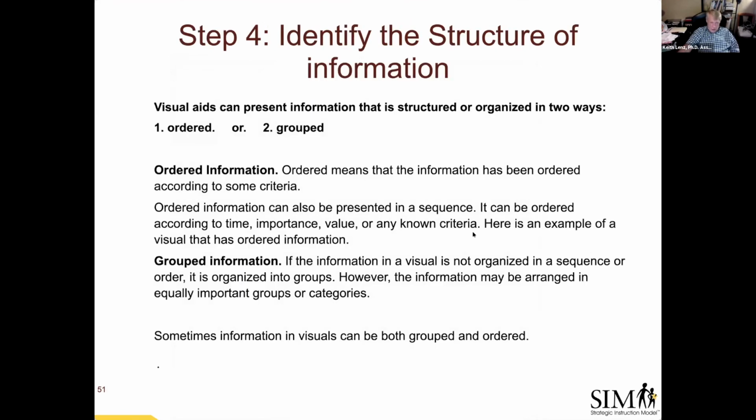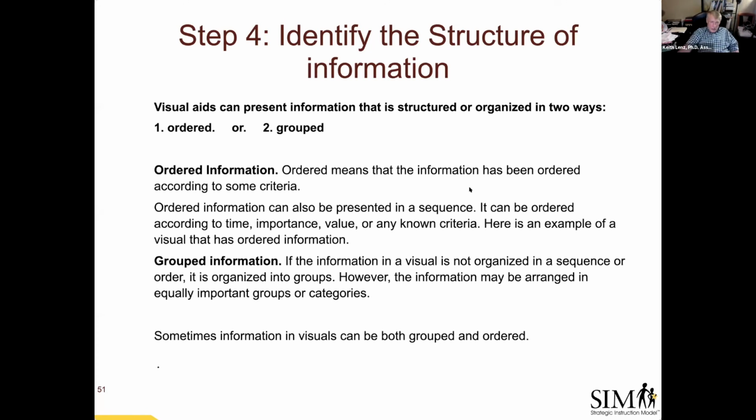The next thing we do is, now we know it's numbered or categories of information. Visual aids can present information that is structured or organized in two ways. It's either ordered, there's a sequence involved, like a timeline, or the water cycle showing the process of a water cycle, or cause and effect, or it's grouped. Ordered means that the information has been ordered according to some criteria.